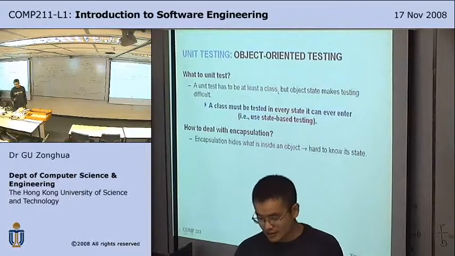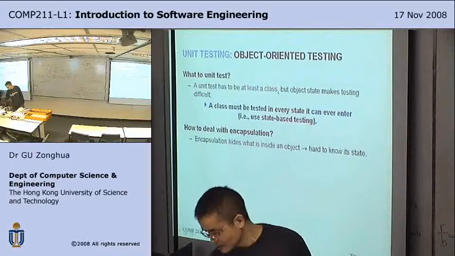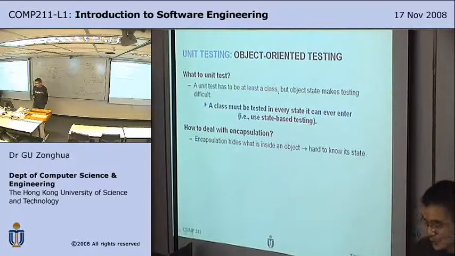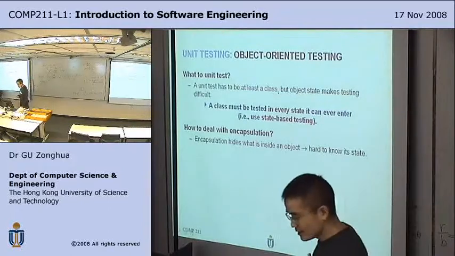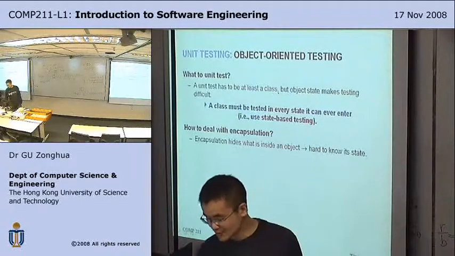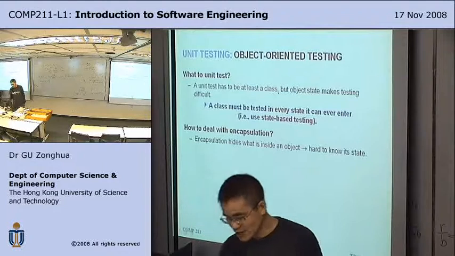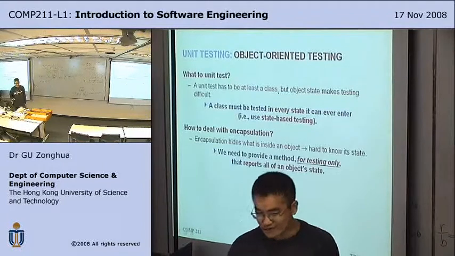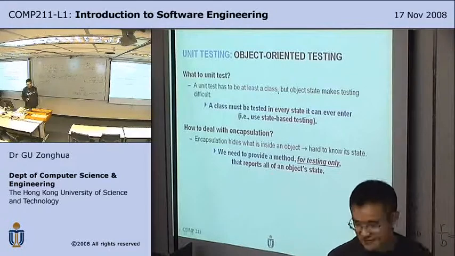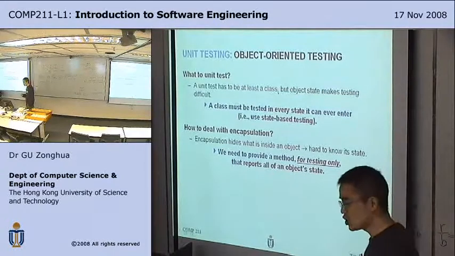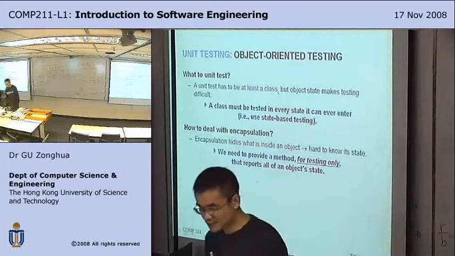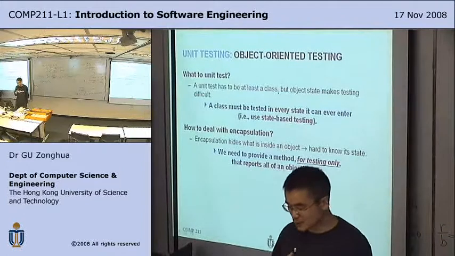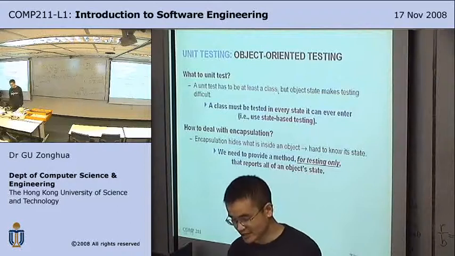So how do you deal with encapsulation? In OO systems, you have private and public attributes and operations. Private attributes are not accessible, so you cannot read them from outside. So you need to provide a method for testing only, that reports all of the object state. Perhaps a print-all statement to print all the object's private attributes. But you should delete the method in the production system because it violates encapsulation.